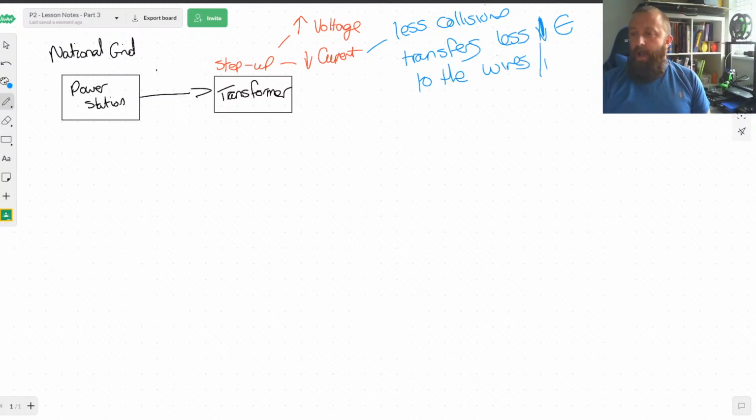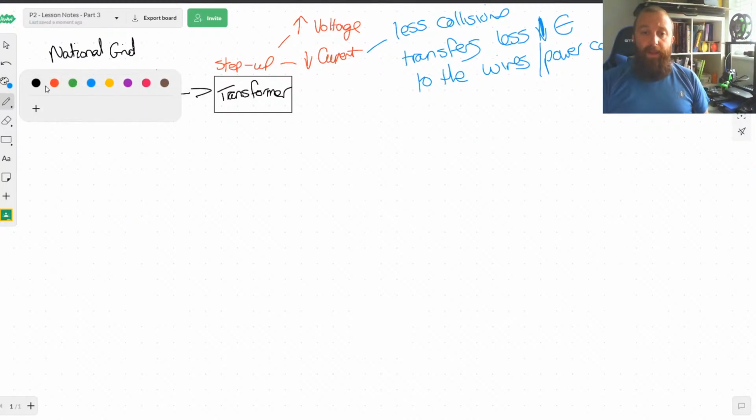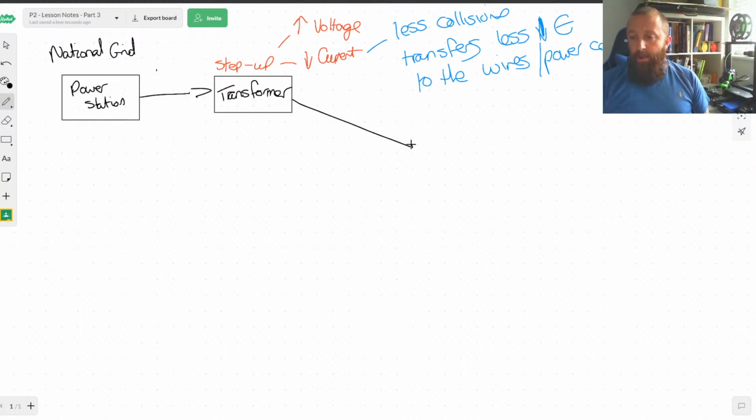I'm going to say to the wires or the power cables. So we end up with a much, much more efficient system. So then what we end up doing is from here, we're going to go to our next bit, which is our actual national grid. In fact, let me just draw a very bad diagram.